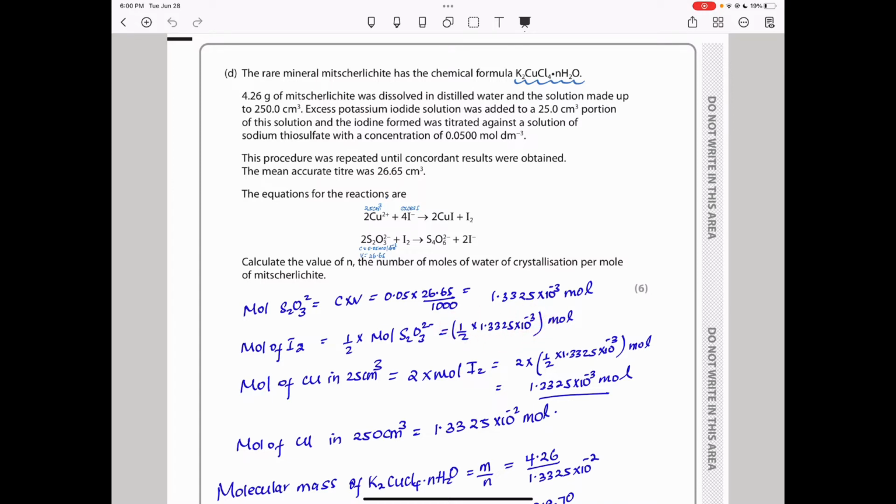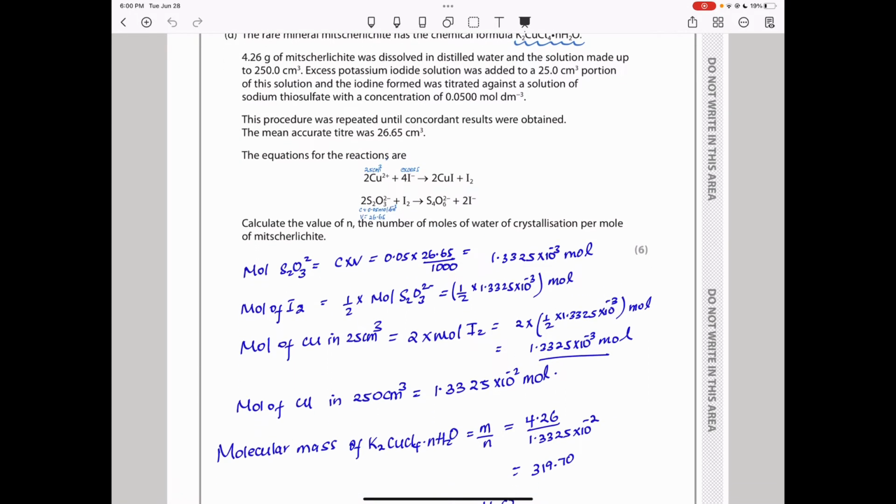However, we need to find the moles of copper that were contained in that same portion. After getting this iodine, we can use the mole ratio of iodine to copper. It's 1 to 2, so the moles of copper 2+ are going to be twice the moles of iodine. That's what I did here, and I got that answer. So these are the moles of copper 2+ in the 25 cm³ portion that was used.